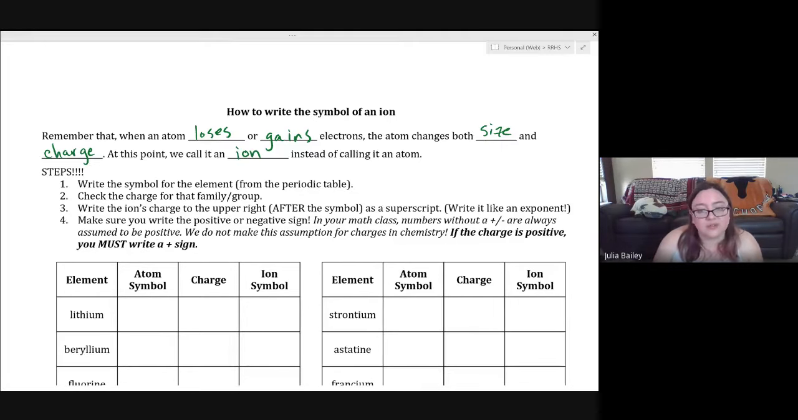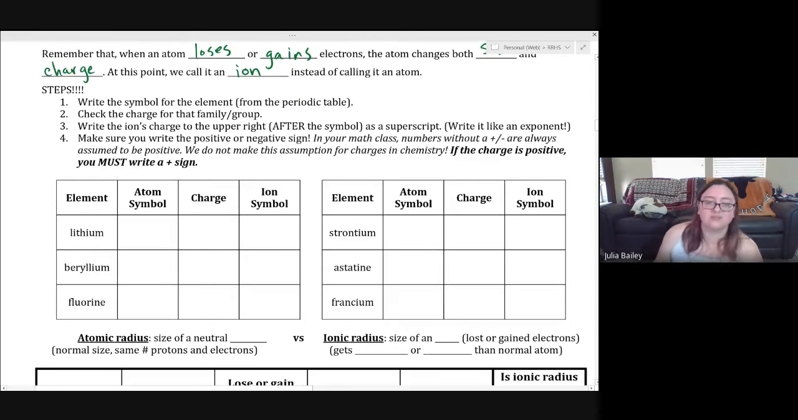In your math class, numbers without a positive or negative written there are always assumed to be positive. You don't get to assume that in chemistry. If the charge is positive, you have to write a plus sign for the charge. And if it's negative, you definitely have to write the negative sign for the charge.